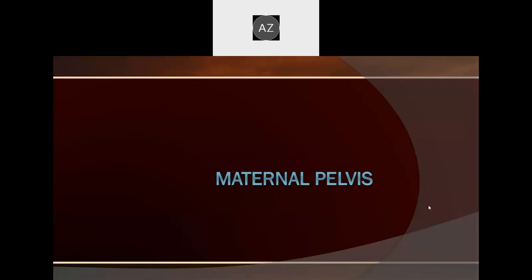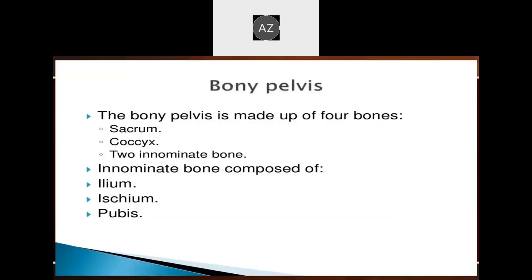Yeah, maternal pelvis here. As we said last time, you look at the fetal skull. This is going to make sense if you pass through the fetal skull. It's so much intertwined. So it has simply 4 bones. So we have the sacrum, we have the coccyx, and we have 2 innominate bones, 2 on either side. The innominate bone has the ilium, the ischium, and the pubis.